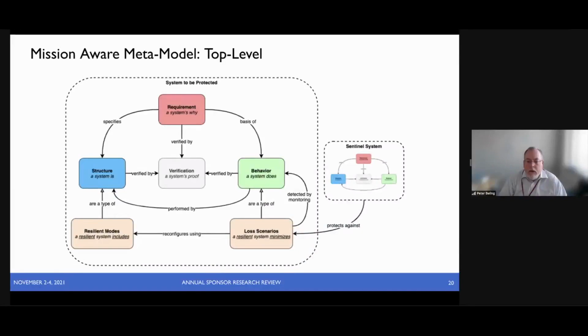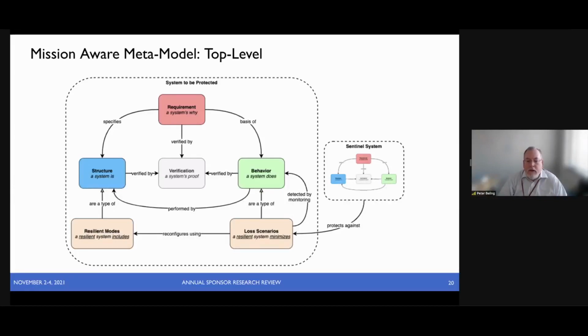So here's our, then we're going to transition to our mission-aware meta model. And the notion here is that we're combining the Metamodel that I showed earlier, the top level view, with the notion of a loss scenario coming from STPA, with the notion of resilient modes and a Sentinel, and all coming together. And this is what we would call mission aware now.